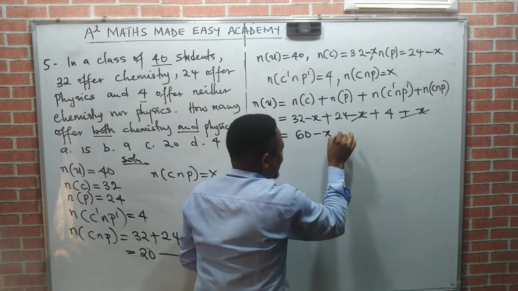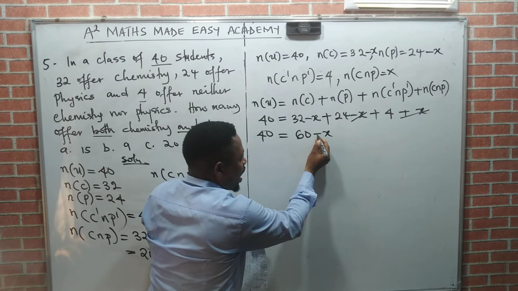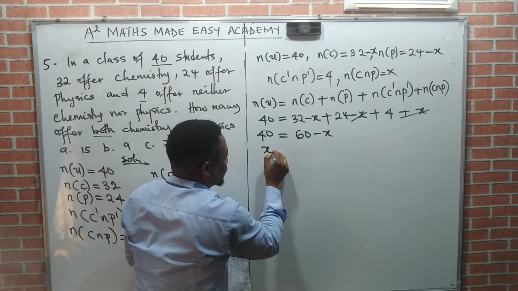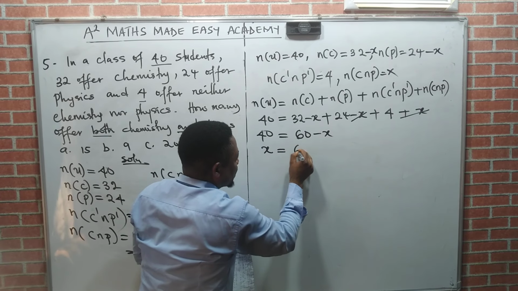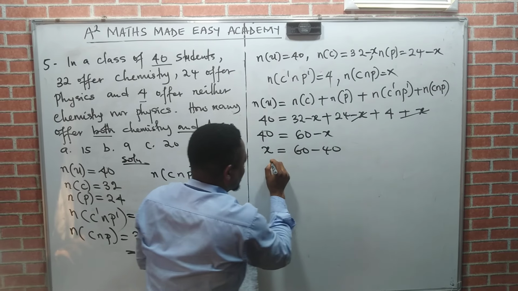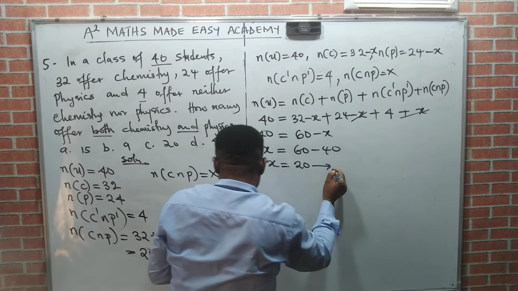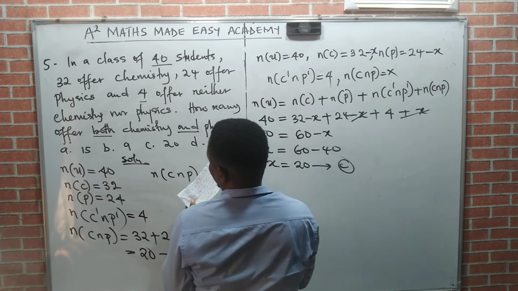Then only remaining minus x. We do what we call collection of like terms. Carry minus x this way, it will give you x, equal to 60. Then carry 40 to the right, it will give you minus 40. Can we now say x is 20? It's still giving us the same thing, which is option C. Am I communicating now?